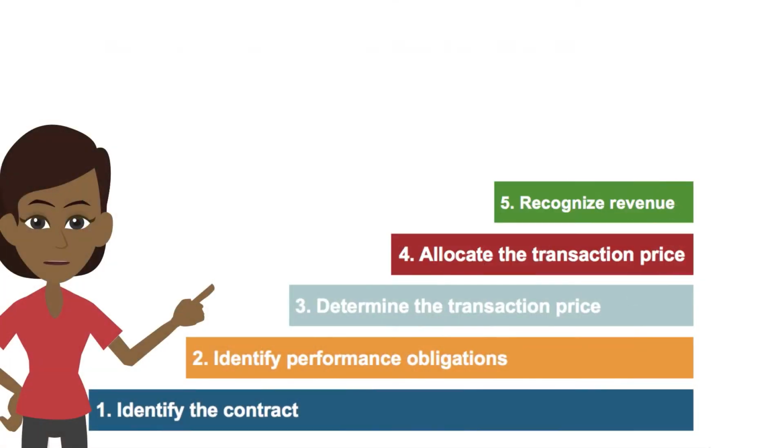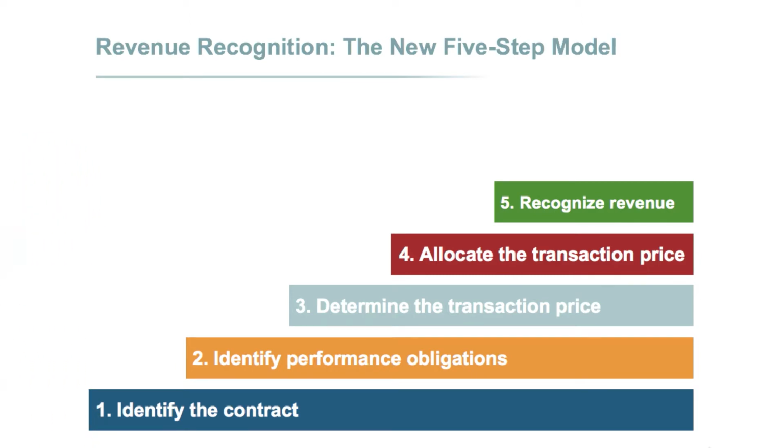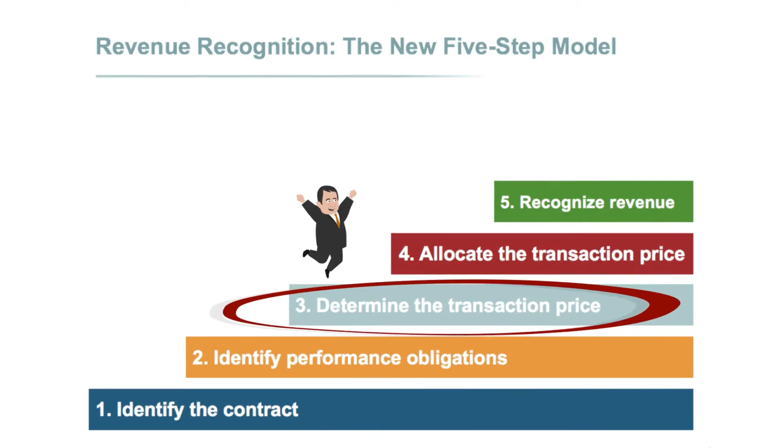In this edition of GAAP Chats, we'll take a look at the next step in the new Revenue Recognition Standard, ASC 606. Step 3. Determine the transaction price. In the first two GAAP Chats, we started talking about the new 5-step model for recognizing revenue. So far, we've covered how to identify a contract in Step 1 and identifying performance obligations in Step 2. We now move on to Step 3, determining the transaction price.